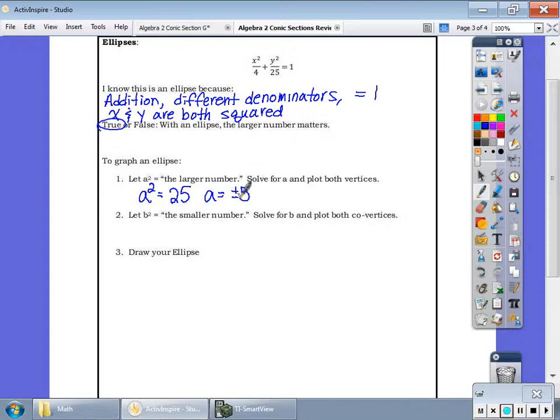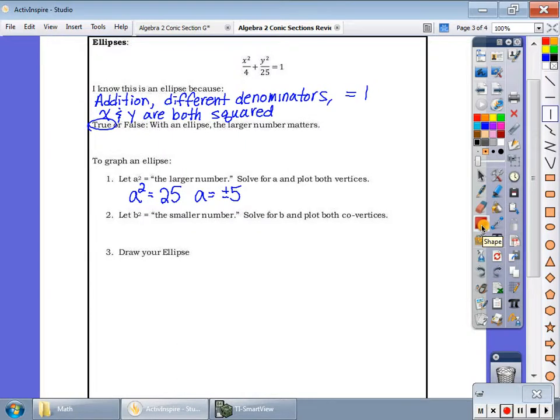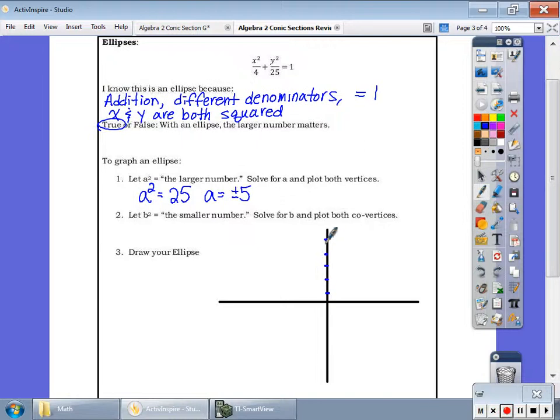plus or minus 5. What axis does that get put on? The y-axis, that's right. 25 was associated with the y up there. And so we go up 1, 2, 3, 4, 5, and we put a point. We go down 1, 2, 3, 4, 5, and we put a point.